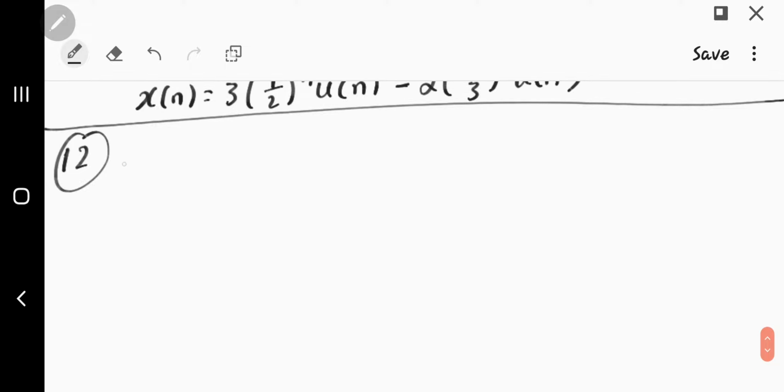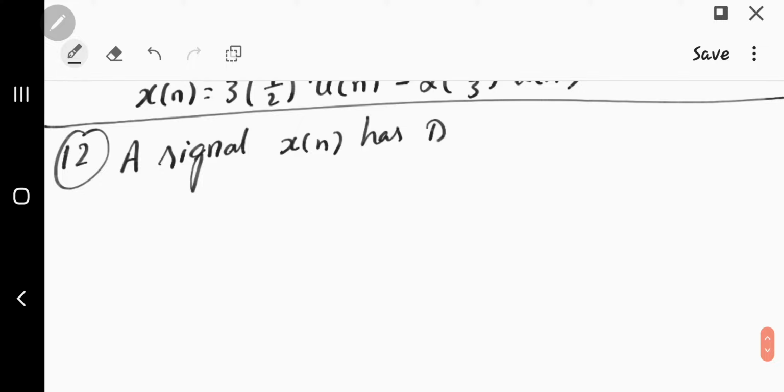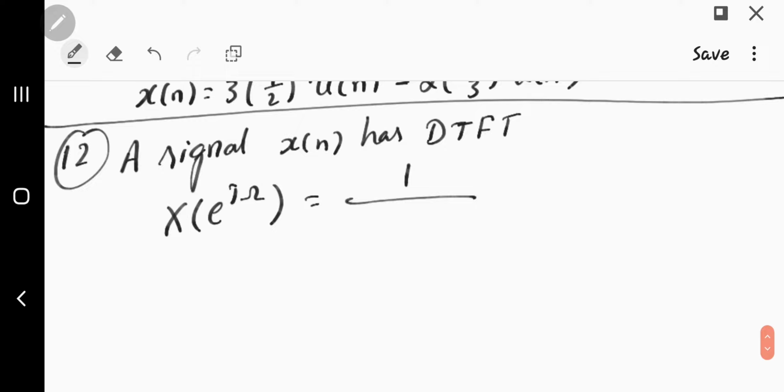It's given a signal x of n has DTFT, x of e power j omega, equal to 1 divided by 1 minus a e power minus j omega.